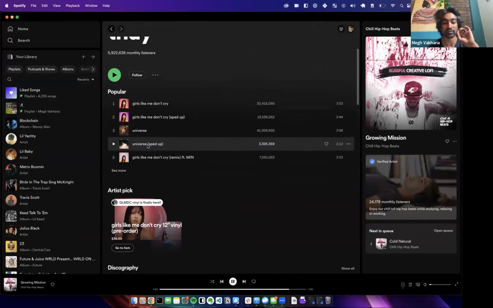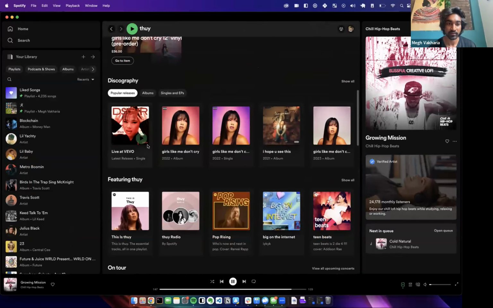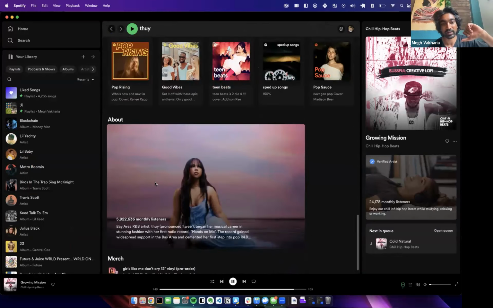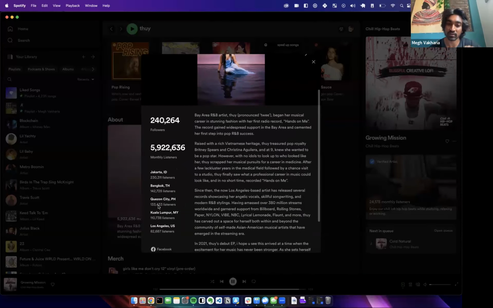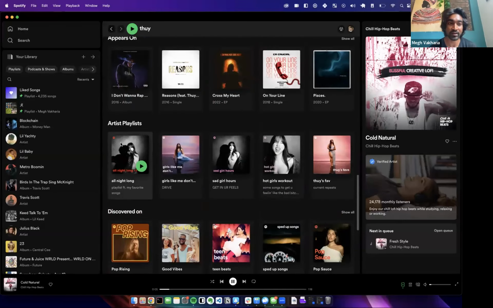But for any artist, if you scroll down all the way down to their about section and click on it, you can actually see where their top listeners are. And it's like, okay, word. I'm sitting here now looking at, all right, Indonesia is very strong for her, Thailand, Malaysia, LA. That's good to know. Let's look at another Asian American act.